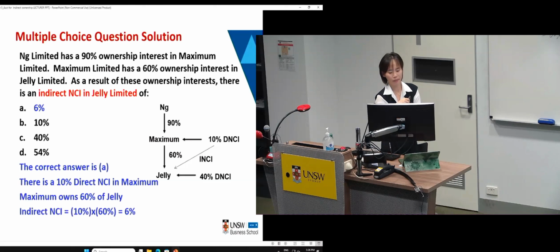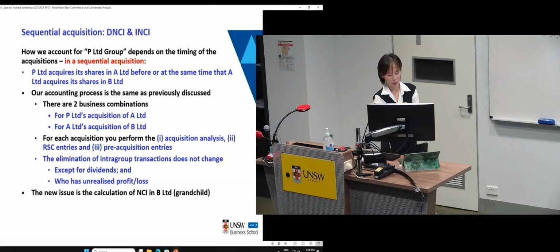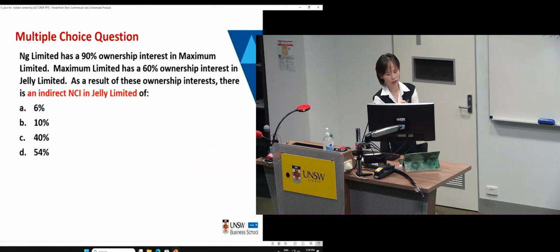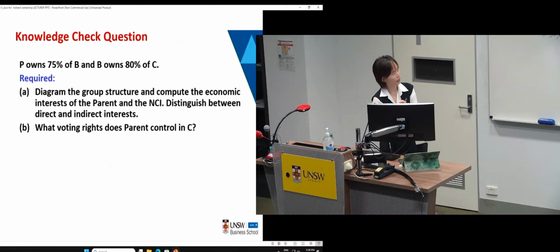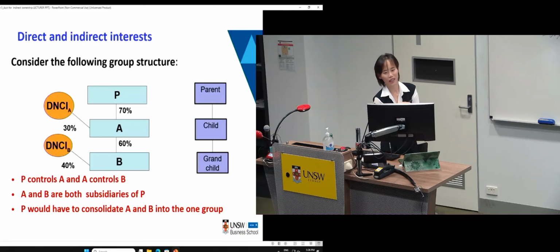Now, let's have a look at sequential acquisition. So what is a sequential acquisition? If we go back to the original group structure, what is sequential acquisition? P acquired A first, right? At the same time or later, A acquired its controlling interest in B. Now we call this sequential acquisition.